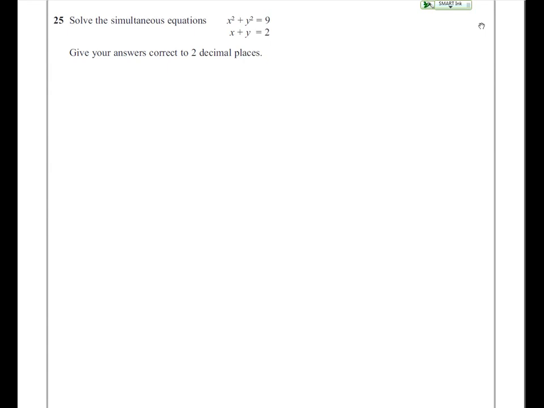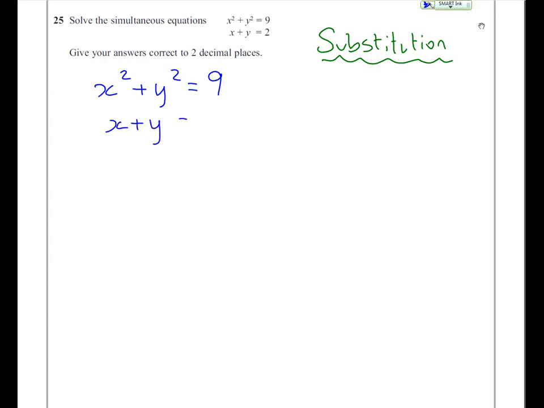The reason I know that you can't use the elimination method where you take one from the other is because we've got x squared and y squared. So we need a different technique. The technique is called substitution. So you've guessed it, we're going to substitute one thing into the other. Now, how do you know what you're going to substitute into what equation? Well, you look at your equation that looks easiest. I think we'd all agree that x plus y equals 2 looks a lot easier than x squared plus y squared equals 9. So we're going to choose this equation to rearrange.